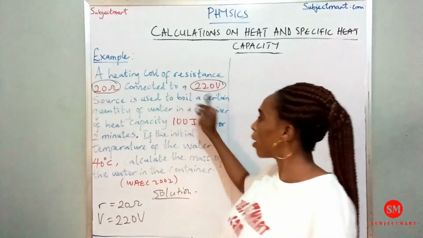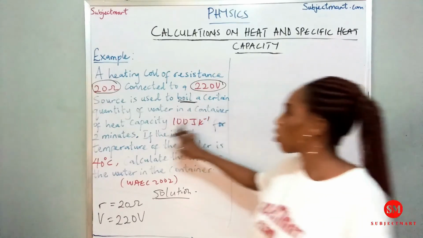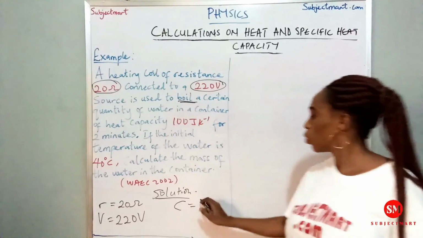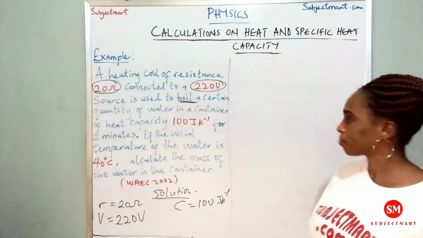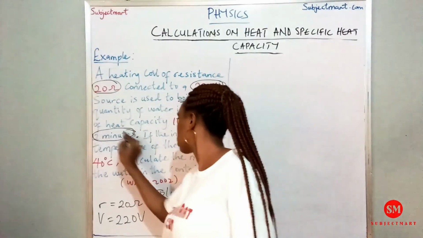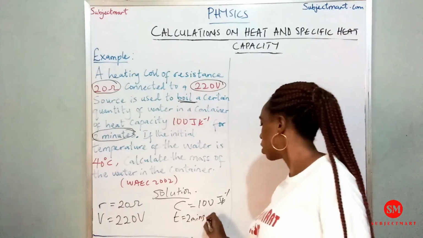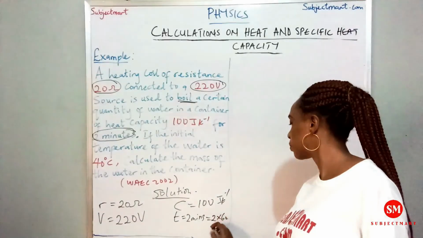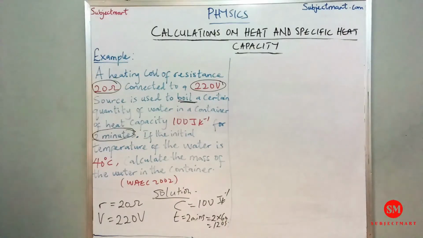It is used to boil, take note, boil a certain quantity of water in a container of heat capacity C, 100 joules per Kelvin. Heat capacity of the container, take note, for 2 minutes. So the time here is 2 minutes. If you convert 2 minutes to seconds, that's 2 times 60, which will give us 120 seconds.